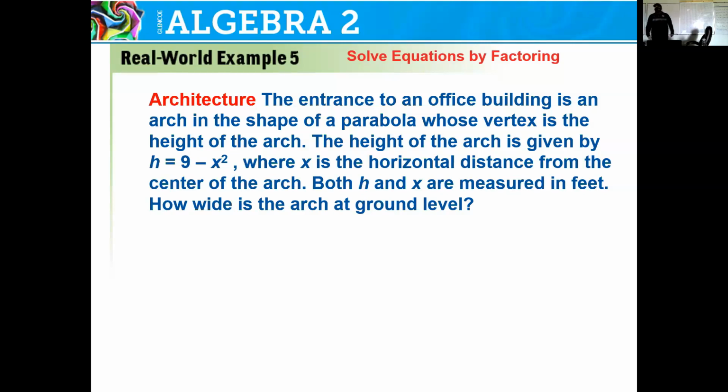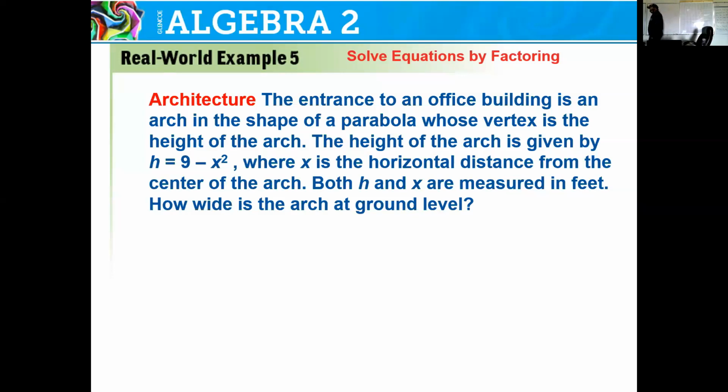All right, last one. Says the entrance to an office building is an arch in shape of a parabola whose vertex is the height of the arch. The height of the arch is given by h is equal to 9 minus x squared, where x is the horizontal distance from the center of the arch. Both h and x are measured in feet. How wide is the arch at the ground? So this one's a little bit tricky.